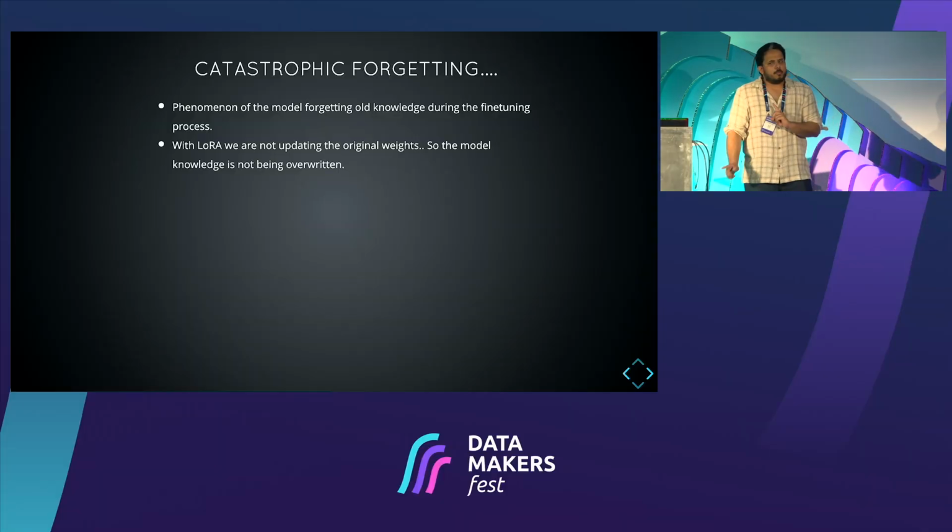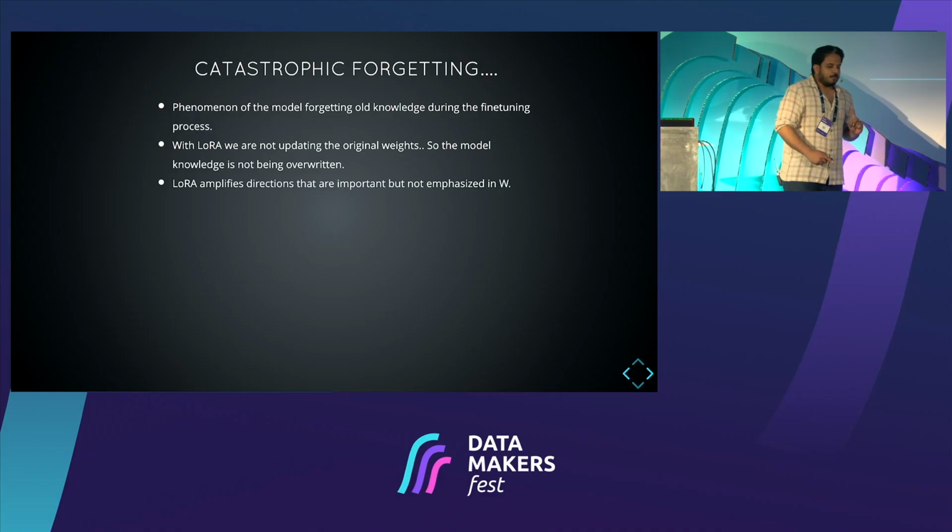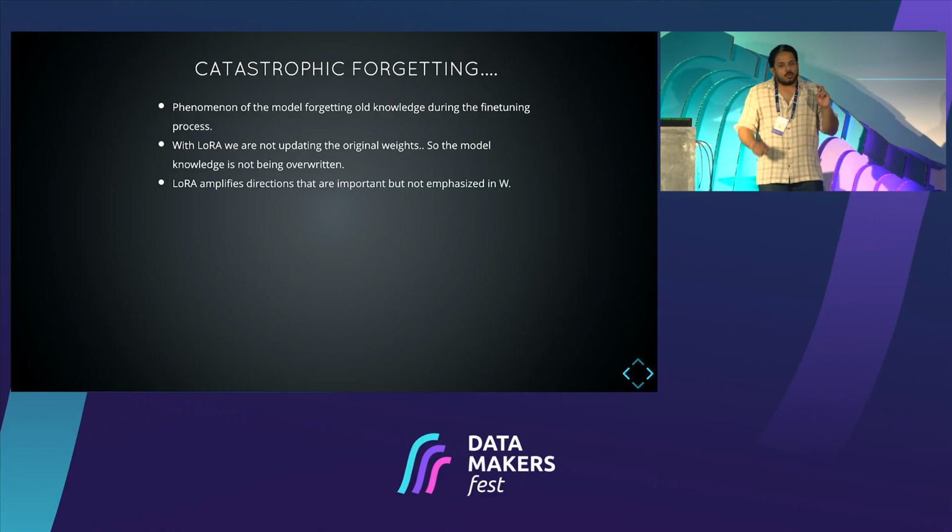So LoRA is not updating the original weights of the model. That means the original knowledge of the model is still there, captured somehow, and you're just using the information that you actually need in your delta W. So the model knowledge is not being overwritten. And that can be very handy for us. And LoRA amplifies the dimensions that it needs the most, which probably are not that important in W itself.